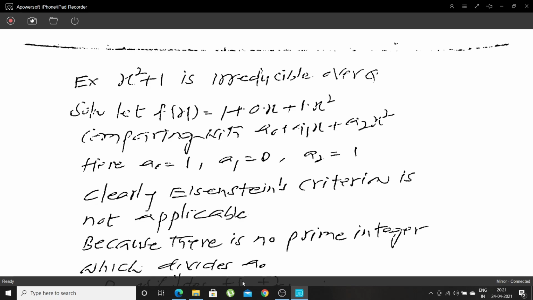And another point is that p square is not divisible by the constant term, that is a naught. I think in the statement I said p square is not divisible by a n; please make it p square does not divide a naught, in place of a n, take a naught. Okay, let me take examples. Examples are very simple. The only thing is we have to understand the statement.